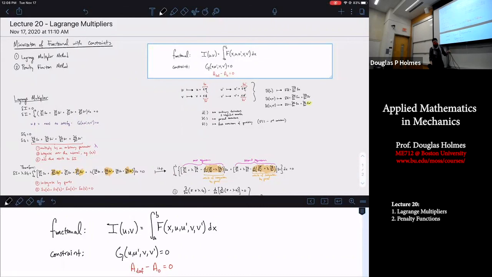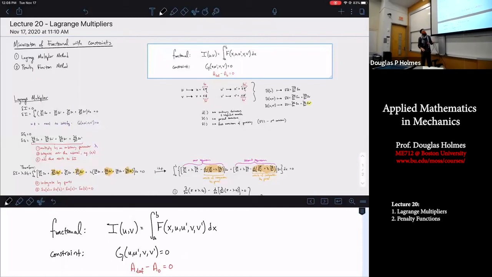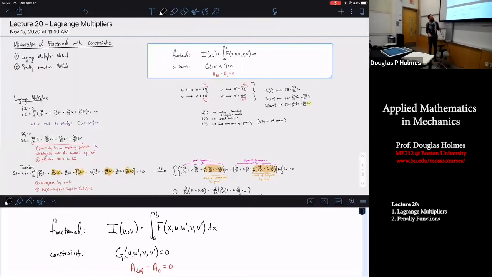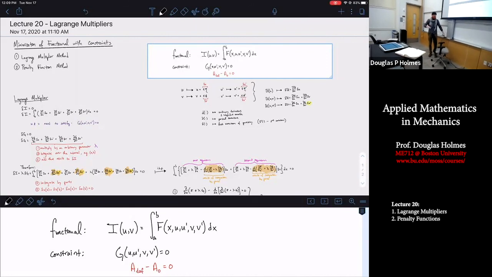Can you see my chair? Reese, could you tilt that camera down? You guys can see the chair now, right? Go ahead.